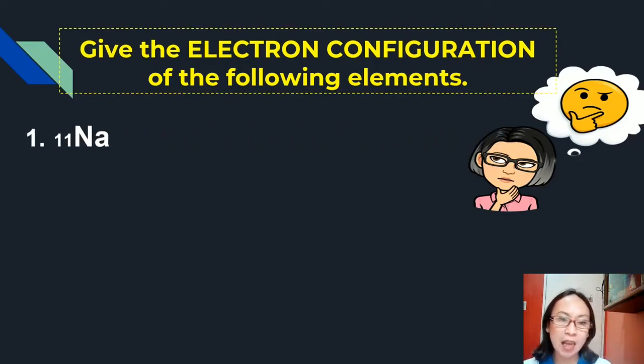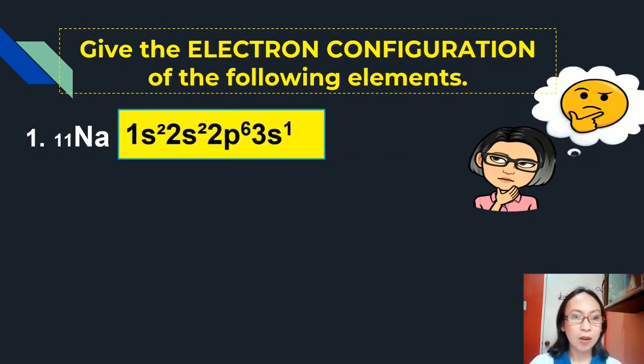Let me ask you the electron configuration of sodium with atomic number of 11. You can grab your periodic table, your paper and pen. You can pause this video if you want more time in answering this question. Okay. So the answer is, okay, please check your work. Let's go to the second one.